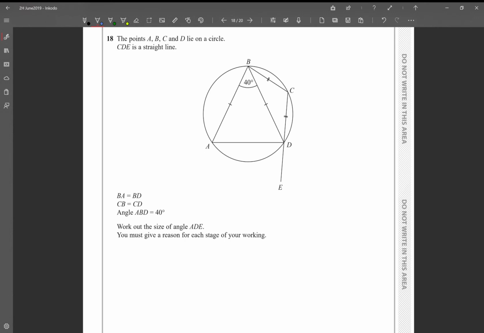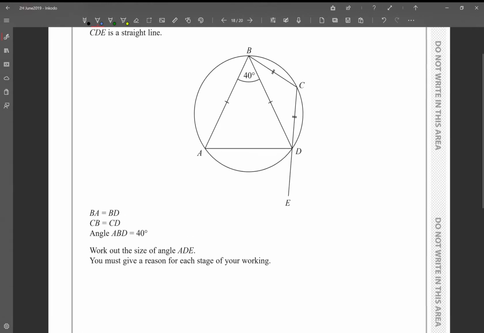Hi, so this is question 18 on June paper 2019, question paper 2. It's a circle theorem question. You are actually after an angle this time, but you do need to show all your workings, which means you need to know some particular proofs. If you want to pause it and have a go, I'm going to go and have a look at this for you.